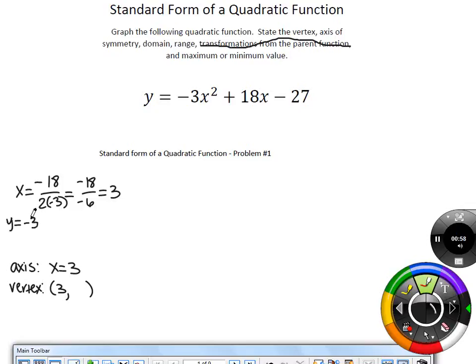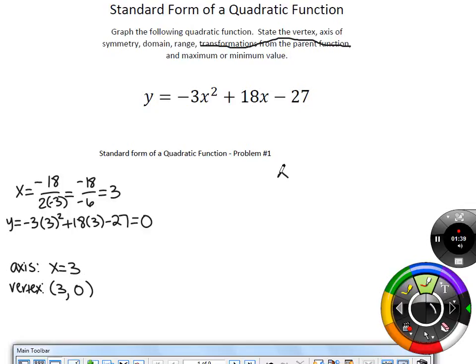So we're going to go ahead and do this operation. So remember when you're plugging 3 in to follow the order of operations correctly. If you do that, you should get 0. So we have the point 3, 0 as our vertex point.